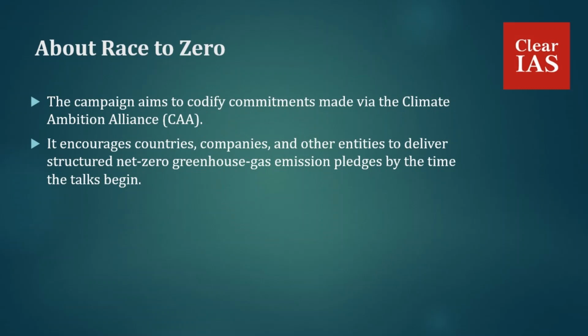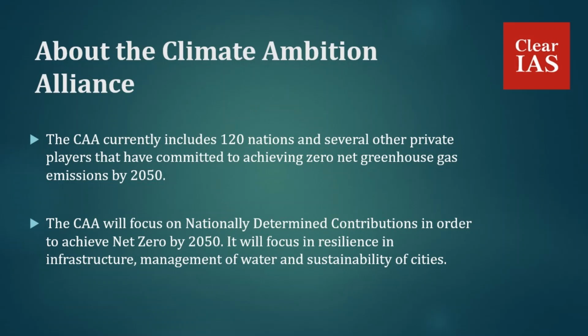Now we discuss what is this Climate Ambition Alliance. So guys, the Climate Ambition Alliance currently includes 120 nations and several other private players that have committed to achieving zero net greenhouse gas emissions by 2050, and the signatories are responsible for 23% of current greenhouse gas emissions worldwide and 53% of global GDP. And this Climate Ambition Alliance will focus on nationally determined contributions in order to achieve net zero by 2050.